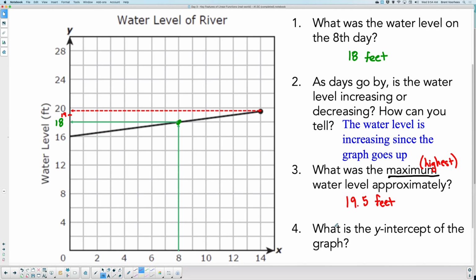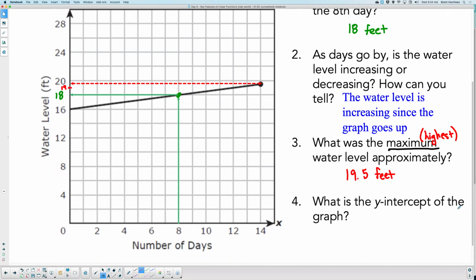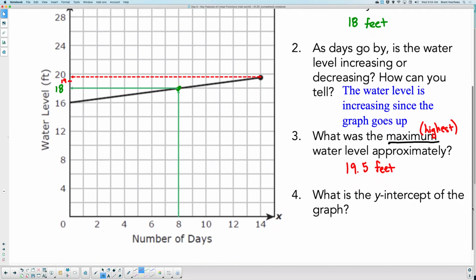Okay, now it says, what is the y-intercept of the graph? I'll give you a few seconds. What is the y-intercept of this graph? 5, 4, 3, 2, 1. 16. Now, when it says y-intercept, you're correct.